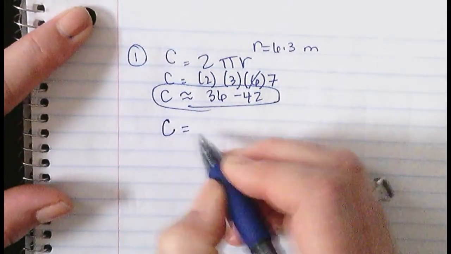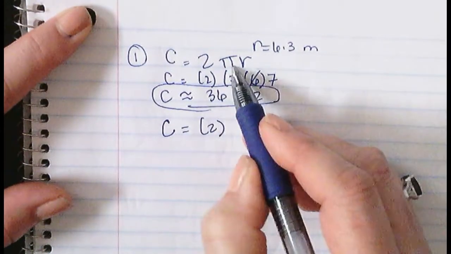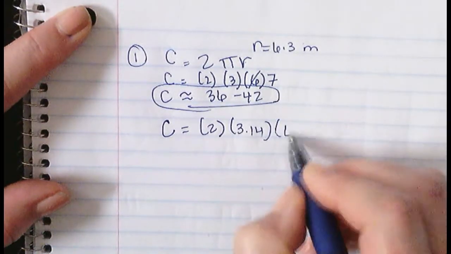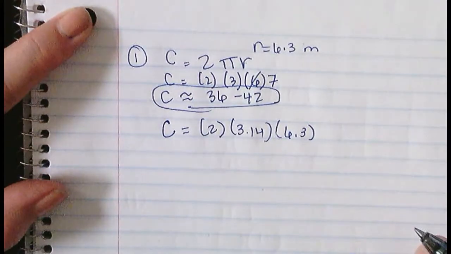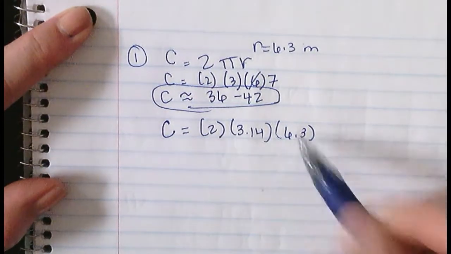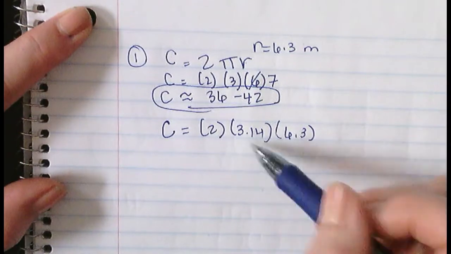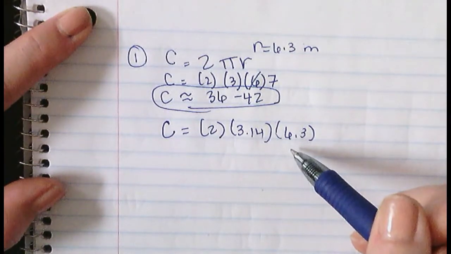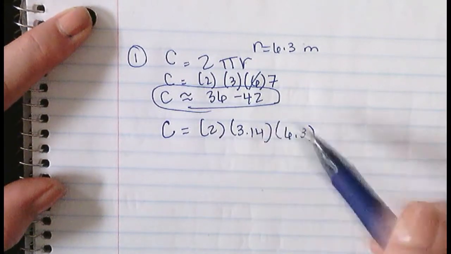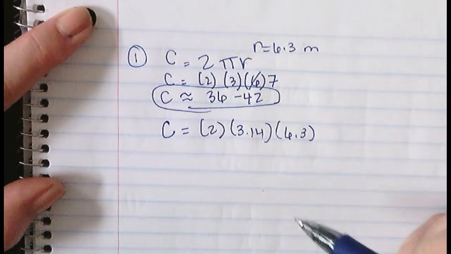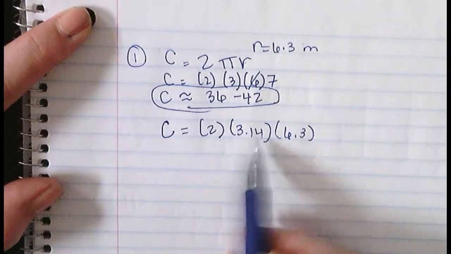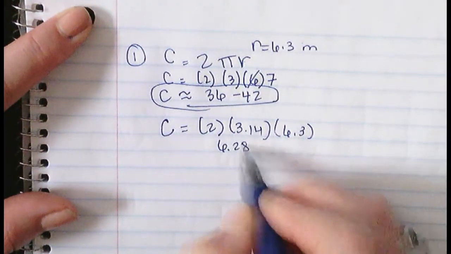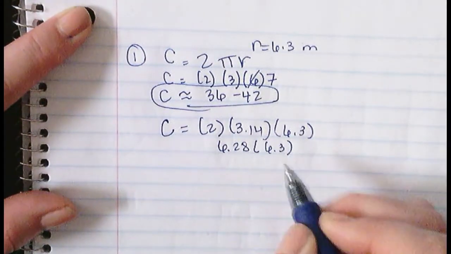So C equals 2 stays 2. Pi, how about 3.14 this time? Radius, how about 6.3? And so you're going to multiply those 3 numbers together. Now, you can't multiply 3 numbers at one time. You can do 2 numbers, and then when you get that answer, you multiply that to the third number. So you've got some options. You can multiply these 2 first, or the last one and the first one, or the last one and the first one. So it's kind of your option. I'm going to work off the first 2 because I know 2 times 3.14 is 6.28. So I'm doing 6.28 times 6.3.